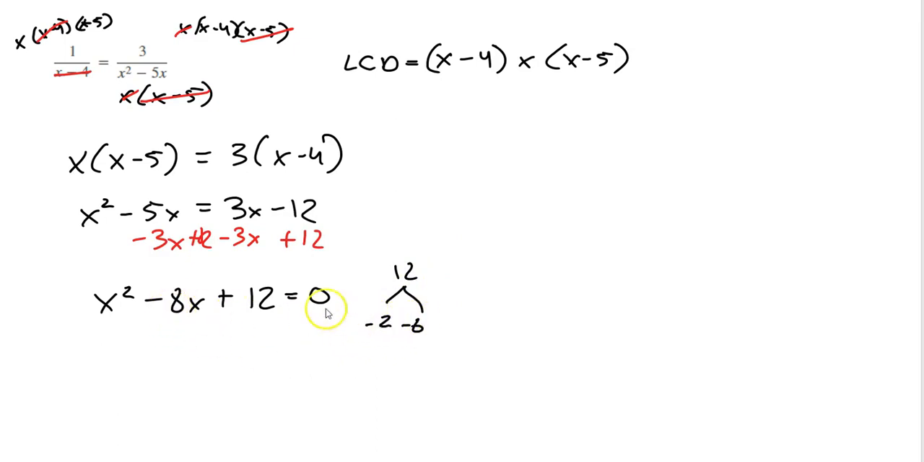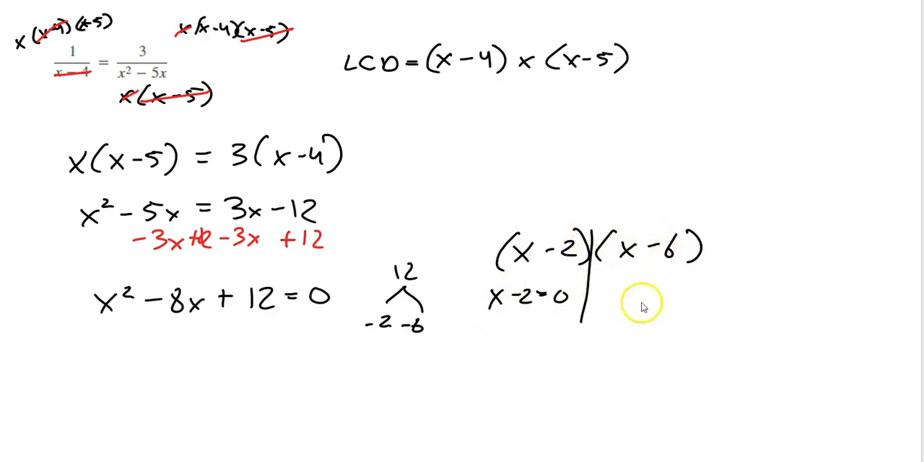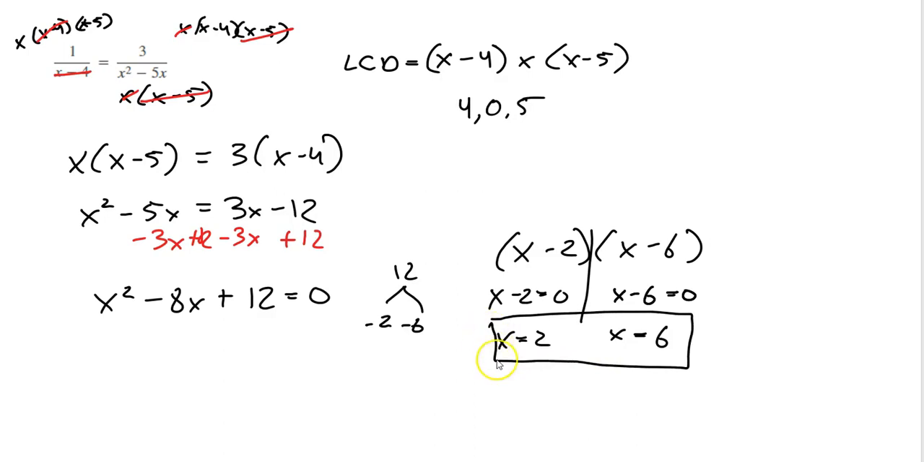Multiply both negatives together, I get a positive. 2 times 6 is 12. So my final answer is going to be x minus 2 and x minus 6. Set each equal to 0: x minus 2 equals 0, x minus 6 equals 0. So I get x equals 2 and x equals 6. Looking up here, my restrictions are going to be 4, 0, and 5. So I'm all good. So this right here is going to be my final answer.